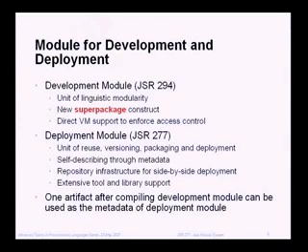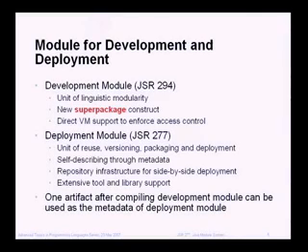So let's talk about modules for development, or the development module, first. The development module is basically a unit of linguistic modularity. And developers would typically write such a module using the new super package construct that will be defined in JSR 294. And when you compile it and try to load such a module into the JVM, it will make use of the information in the development module to enforce module-level access control.